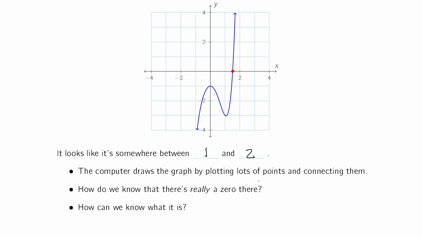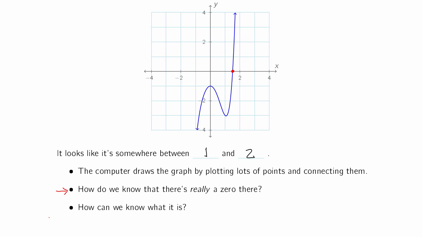The way the computer draws this graph is by plotting lots of tiny little points and connecting them, just the same way that we would if we wanted to draw a graph without knowing anything else about the function, except the computer does it 100 times in that little space. How do we know that the computer is justified in connecting those dots? In other words, how do we know that there's really a 0 there?